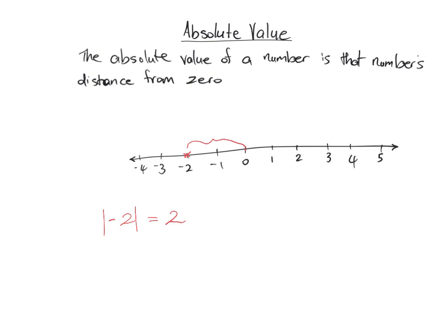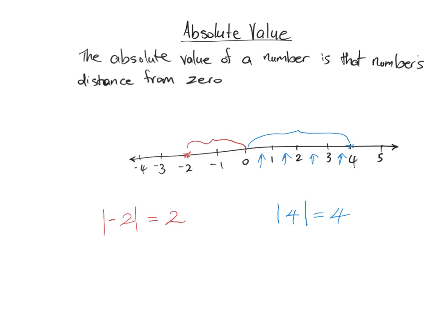All right, let's do another one. What's the absolute value of 4? Well, the absolute value, written in that way with those two lines, of 4 is 4's distance from 0. So if you look at how far 4 is from 0, we have 1 unit, 2 units, 3 units, 4 units. So the absolute value of 4 is just 4.